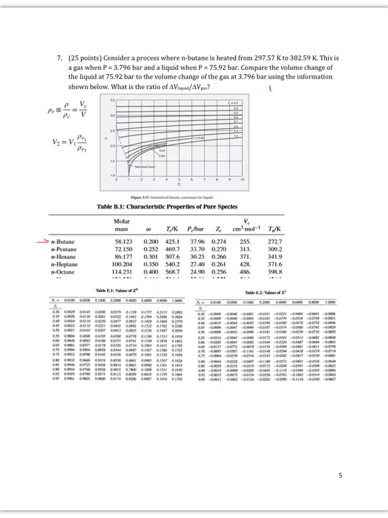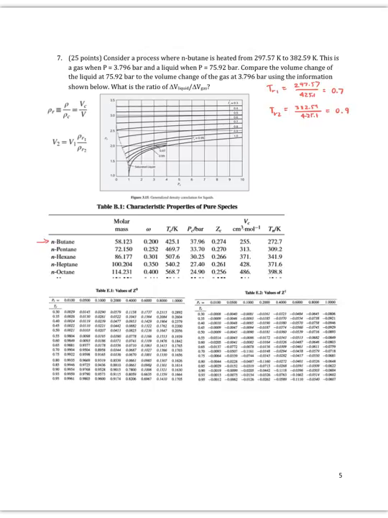And so if we convert those to reduced values, 297.57 over TC, 425.1, is 0.7, and TR at 382.59 over 425.1 is 0.9.